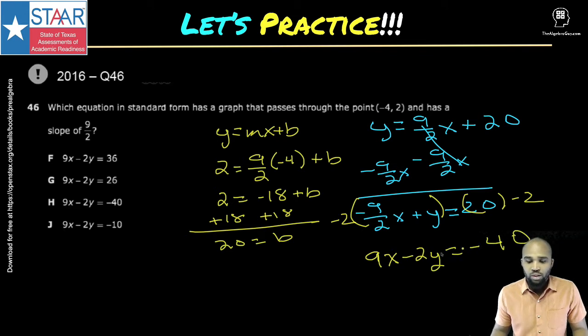So let's see if this is good enough. Let's see if I find our answer. 9x minus 2y, 9x minus 2y minus 40. So none of these even have a minus 40, so that makes it easy. So 9x minus 2y minus 40.